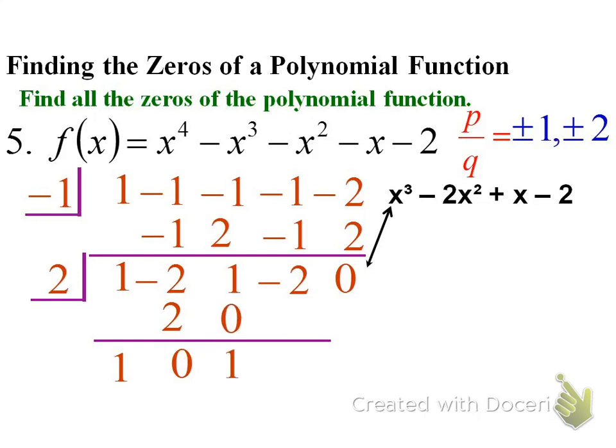Remember, if we get a remainder of 0, then 2 is one of our roots as well. And you see that does happen. Now we have a remainder of 0. So now I've found 2 of my roots, -1 and 2.